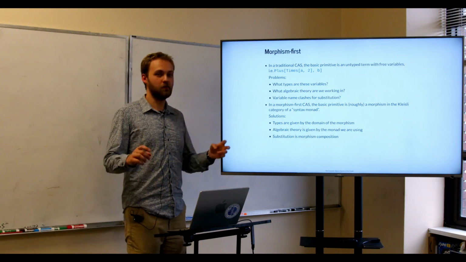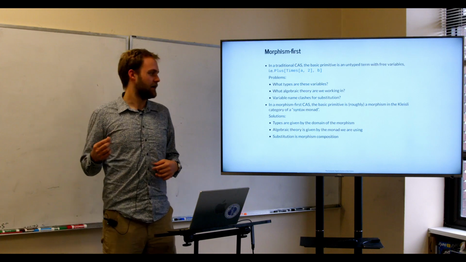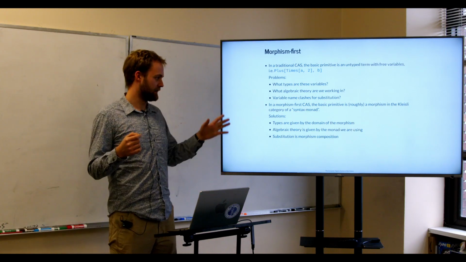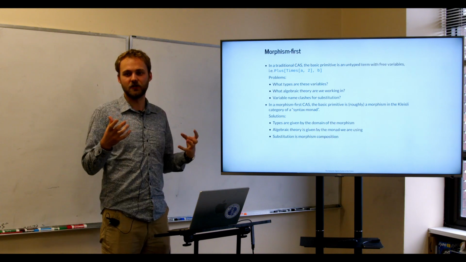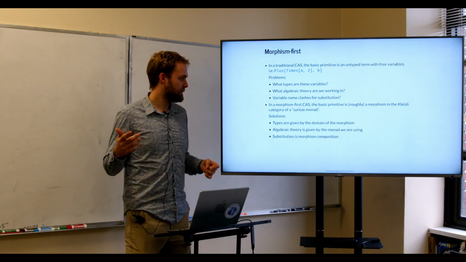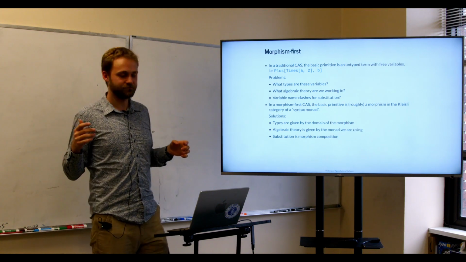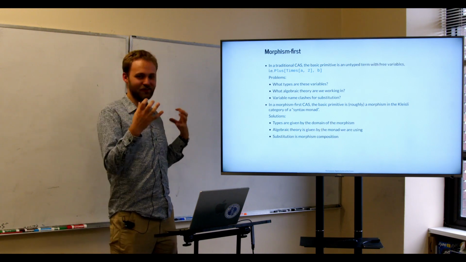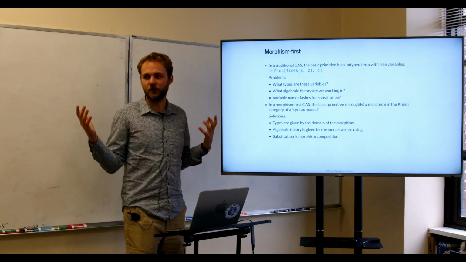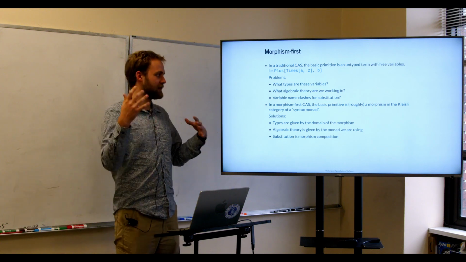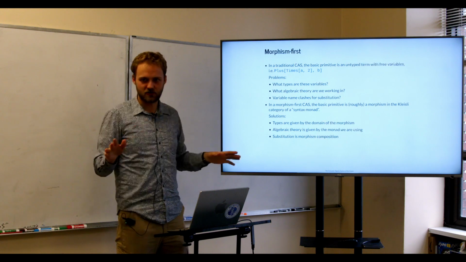The idea is that in a morphism-first computer algebra system, the basic primitive is a morphism in the Kleisli category of a syntax monad. I'll get into exactly what this looks like in a later slide. But the problems that this solves are, first, the types of all of our variables are given by the domain and codomain of this morphism. Secondly, the algebraic theory, the operations that you're allowed to use, are given by the monad that we're using. And finally, substitution, all of this annoying, nasty renaming stuff, is just morphism composition. Now it's well-behaved, rather than some weird algorithm where you walk through the terms and replace them. No, it's built in. It's just morphism composition.